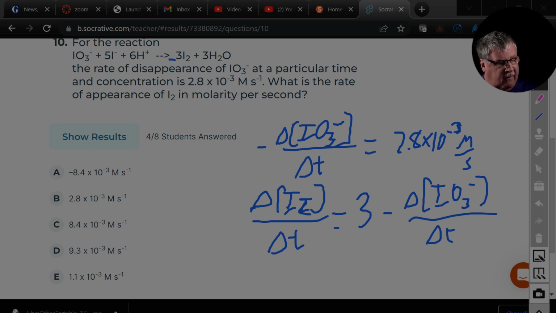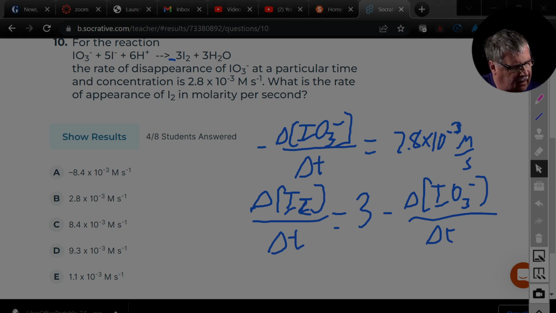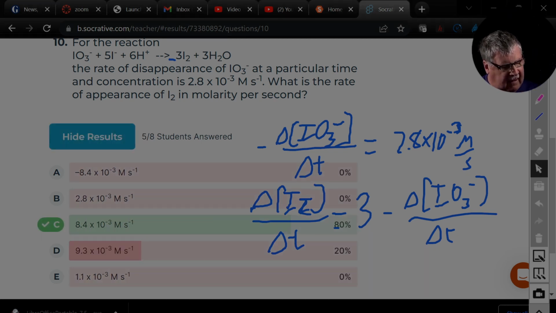So the rate of appearance is going to be 3 times the rate of disappearance, and the sign's always going to be positive. And so at least on the way it appears here, it would have to be choice C. Almost everybody got that. And the other answer is about the closest to reasonable as you can get otherwise. So that's good.